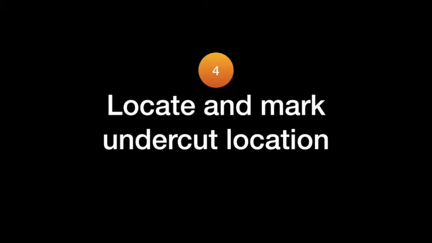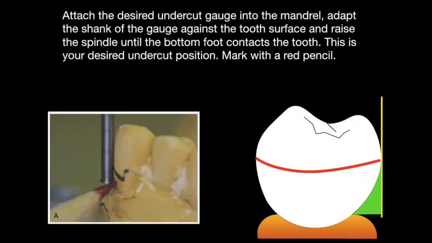So if everything looks fine, then you will locate and mark the undercut locations. So you will attach the desired undercut gauge according to your clasp design. And then you adapt the shank of the gauge against the tooth surface and raise the spindle until the bottom foot contacts the tooth. That area will be your desired undercut position, and you will mark it with the red pencil as the picture shows. So let's see how you do it.